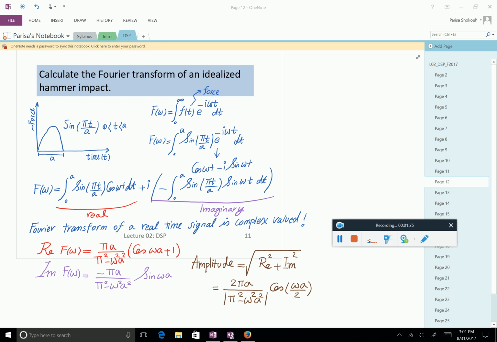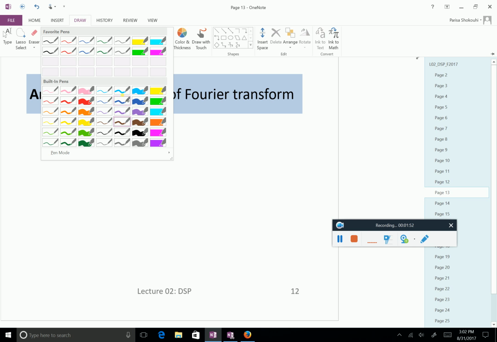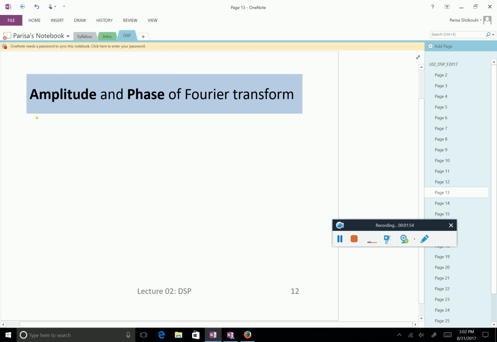The details of how to get to these numbers, if you look on Canvas, they are there. So I don't go through them here. So let's then talk about these important things, which are the amplitude and phase of the Fourier transform. I want to summarize a few things here for you. So you saw that if we start with a time domain signal, we can use the Fourier transform to go from time to frequency domain.